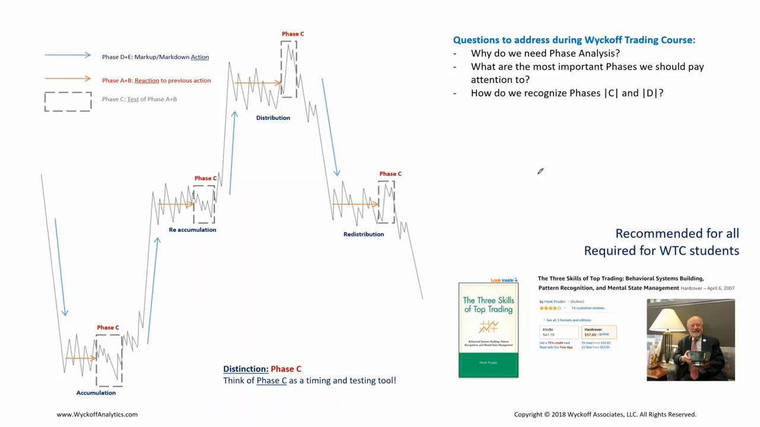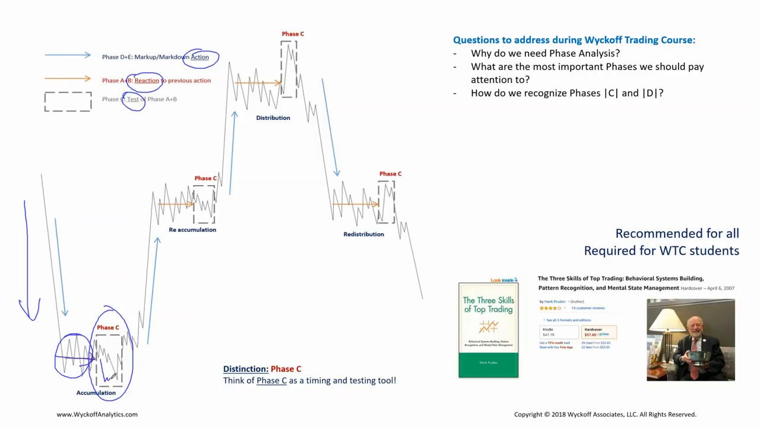And this slide was based on Hank Pruden's work, and I don't know whether it was Hank who originated this idea. I think it was originally the idea from the Stock Market Institute, an idea of an action and test. The only thing that I added here is the reaction. So we have three things that are unfolding: action to the downside, reaction to that as a stop in action and a consolidation, and then the test of this reaction.